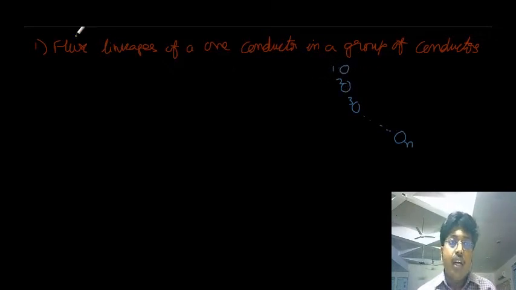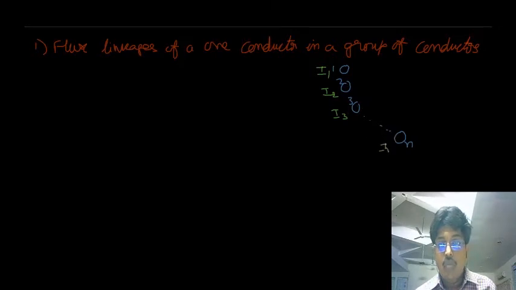Let me further assume that I1 is the current flowing through conductor 1, I2 is the current flowing through conductor 2, I3 is the current flowing through conductor 3, and so on, In is the current flowing through conductor N. Now I am assuming a remote location point P, so that I can calculate the flux linkages of one conductor in this group of conductors up to the remote point P.